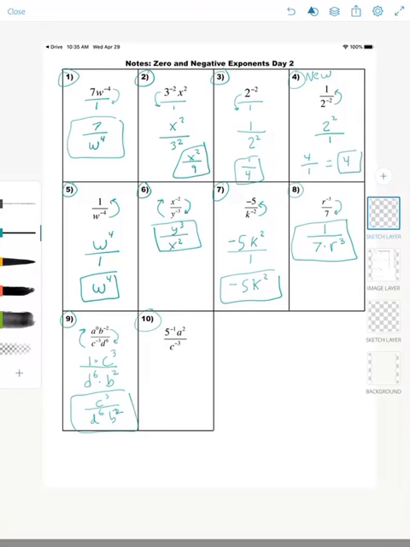And last one, number 10. You can see that the 5 to the negative 1 needs to move down. The a to the 2nd is happy where it is. The c to the negative 3rd needs to move up. And so the a to the 2nd stayed. The c to the negative 3rd becomes c to the positive 3 on top. 5 to the negative 1 becomes 5 on the bottom to the positive 1, which is really just 5. So cleaning this all up, you get a squared c to the 3rd over 5.